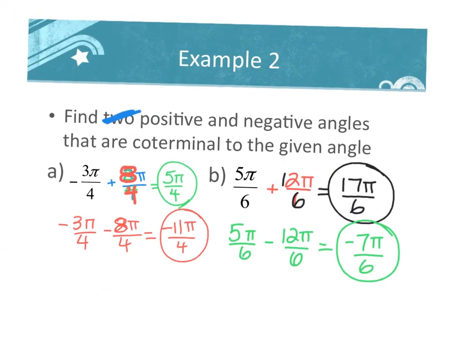Again, on a graph, they would look the same. The terminal and the initial side would look the same. If you had the arrows, your arrows would loop around a different amount of times. That's all.